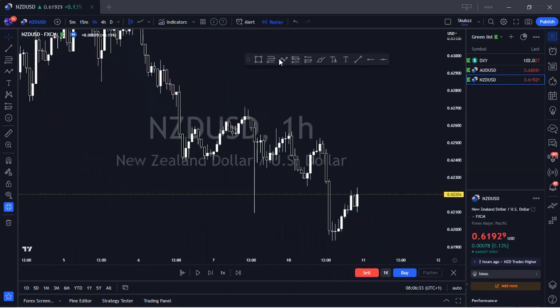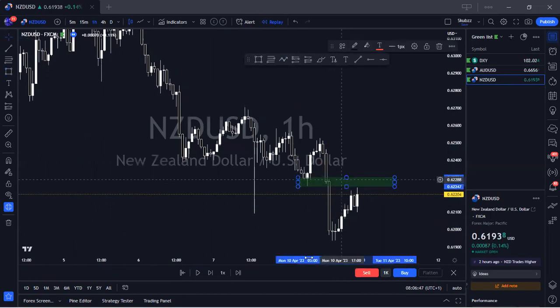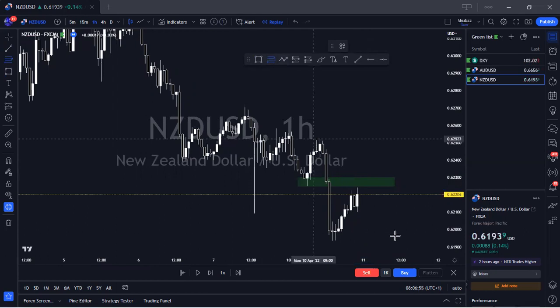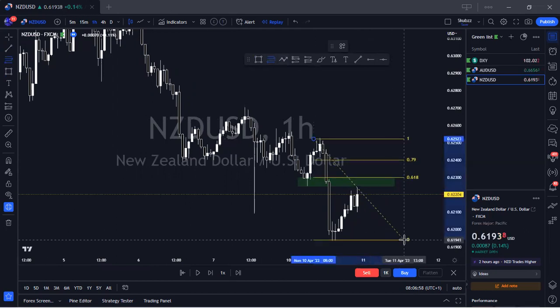Yesterday, price created this lower low here, and then it was retracing back up. The first zone we could identify was this support level that was broken to the downside. Anytime a support level is broken to the downside, there's a high potential that it will turn to resistance. At the same time, we plotted our Fibonacci, and you can see that the 0.618 was at the top of that zone. So we had two confluences there.